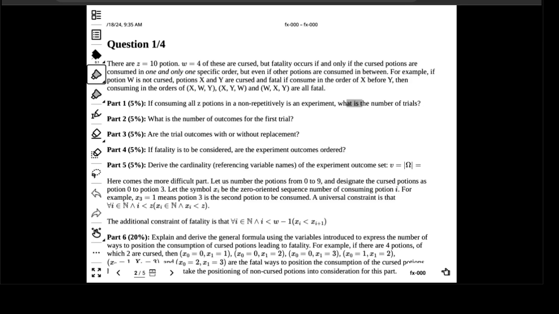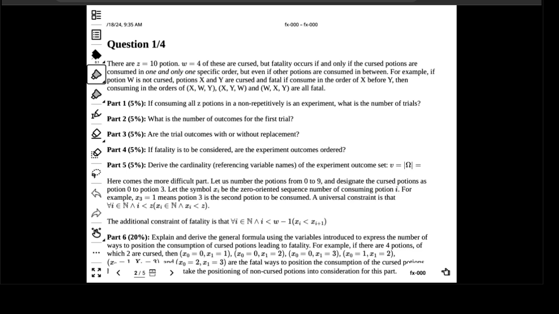All right, this is question number 4 of the exam. So I'm going to go through this step by step. Let me get rid of some of the highlight that we don't need. There we go. All right, so let me read the question first.